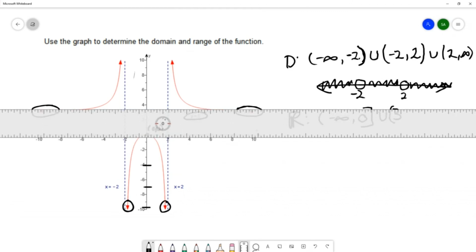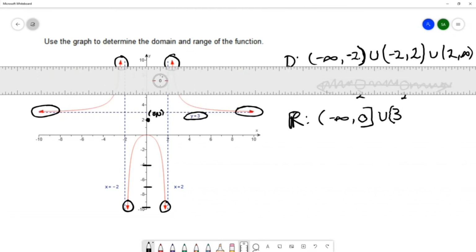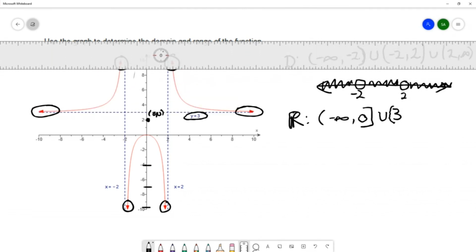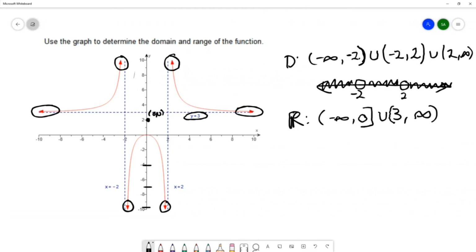And then as we continue, you can see these arrows at the top, and these pieces of the graph go on forever, and all of the y values are covered. So my range will continue to infinity. So we found the range to be negative infinity to 0, 0 included, union with 3 to infinity.